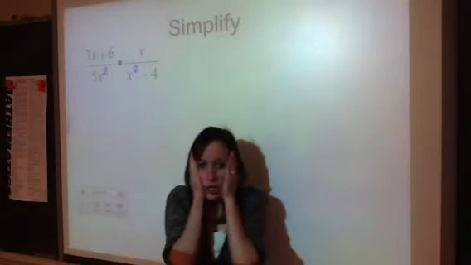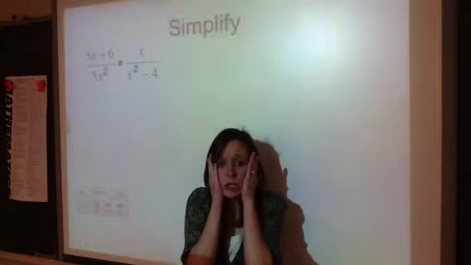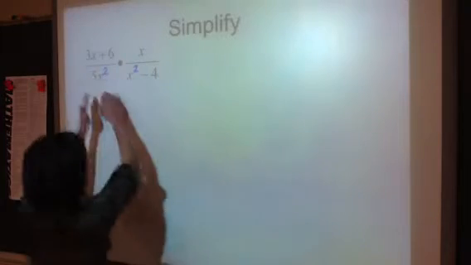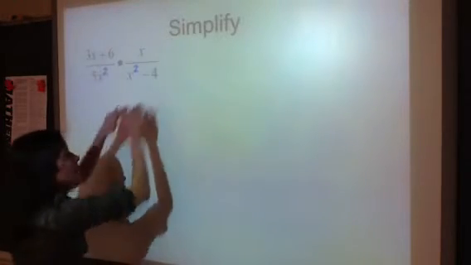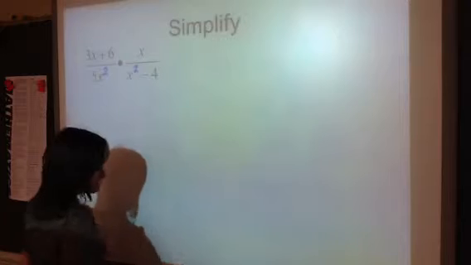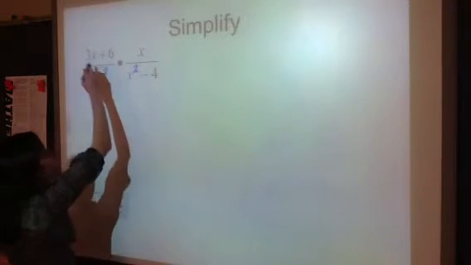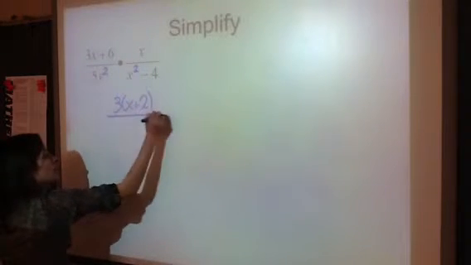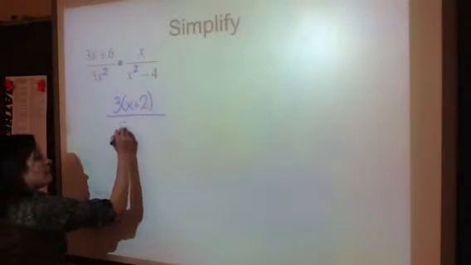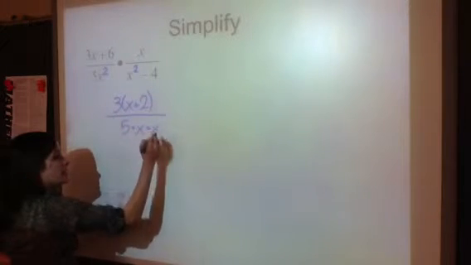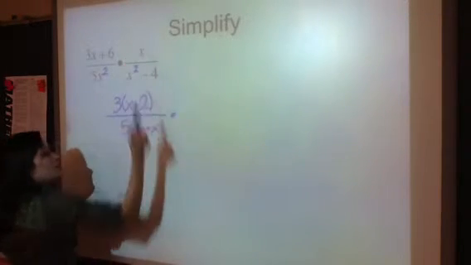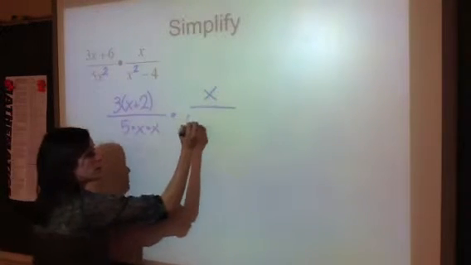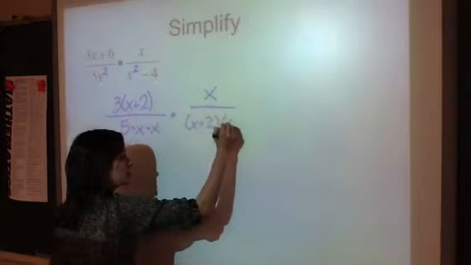Whoa! We just went from 1 fraction to 2. Guess what you're going to do? Factor the top, factor the bottom. Factor the top, factor the bottom. Get busy. So the top factors to 3, then x plus 2. The bottom factors to 5 times x times x. The top is just x. The bottom is difference of squares, so x plus 2 and x minus 2.